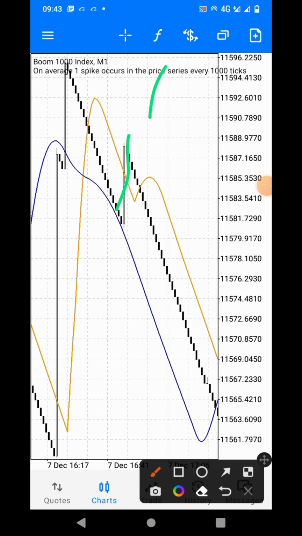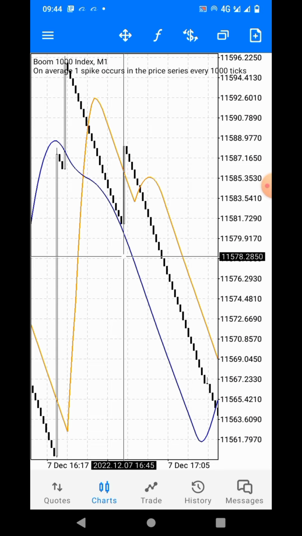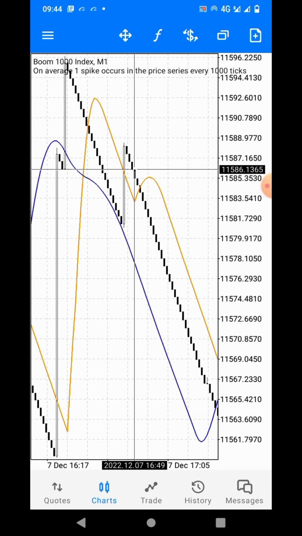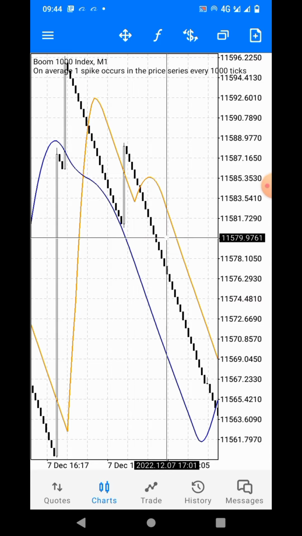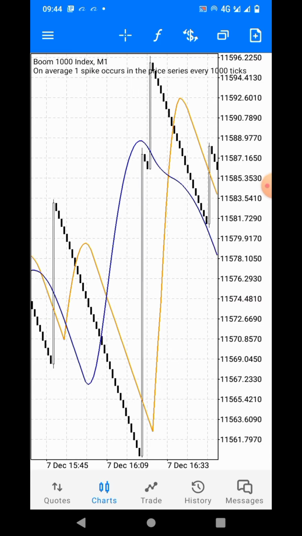But after the spike, what happened? It was held by the yellow moving average. It's still held there. You could have just held. Let's say you sold somewhere here. You could have just held, and then you could have come out at some massive profit.